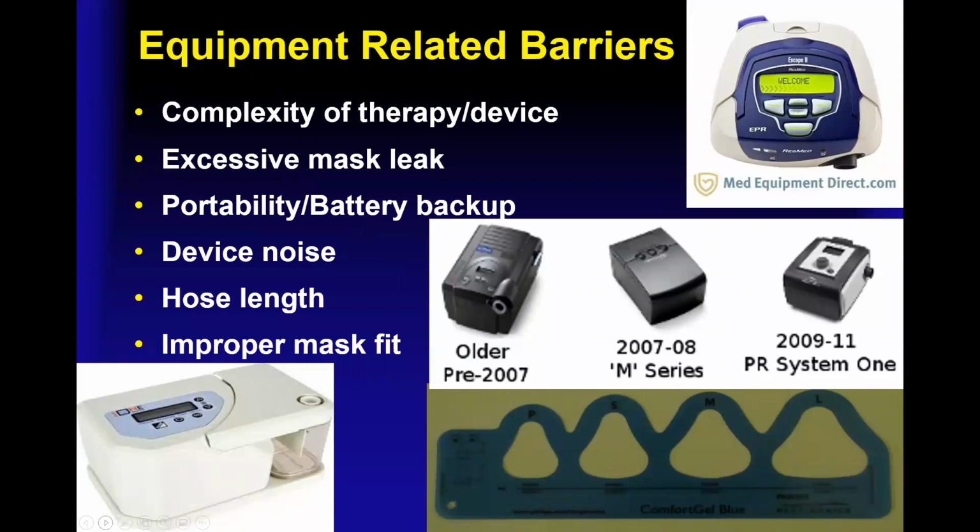So equipment-related: the complexity of the therapy, the device, the excessive mask leak. It might be a small leak. Certain small leaks can be tolerated in a hospital setting, maybe because of an NG tube. It may be because of an unusual contour of the face. But in general, you want little to no leak. Portability and battery backup. The device noise, we've gotten a lot better with the device noise, not just for the patient, but for the bed partners as well. The hose length, improper mask fit is a common one.